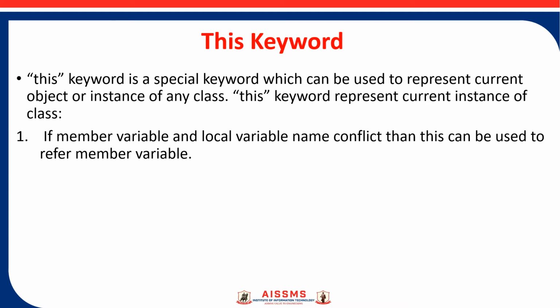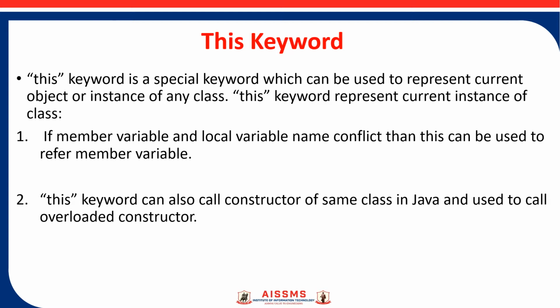The second purpose of the this keyword is, if you are using constructor overloading in the program and you want to call another constructor from one constructor, at that time also we use the this keyword. So in the following slides, we are going to see examples of these two cases and how to use the this keyword.